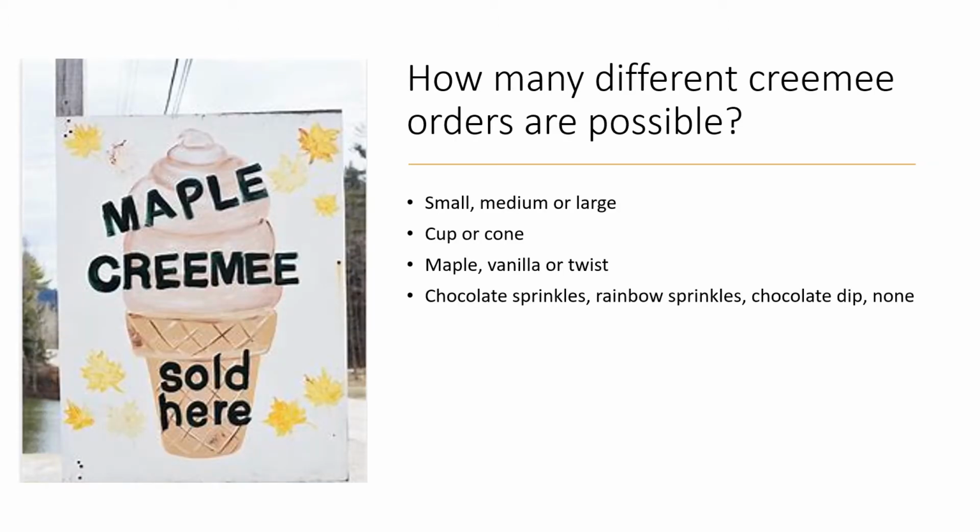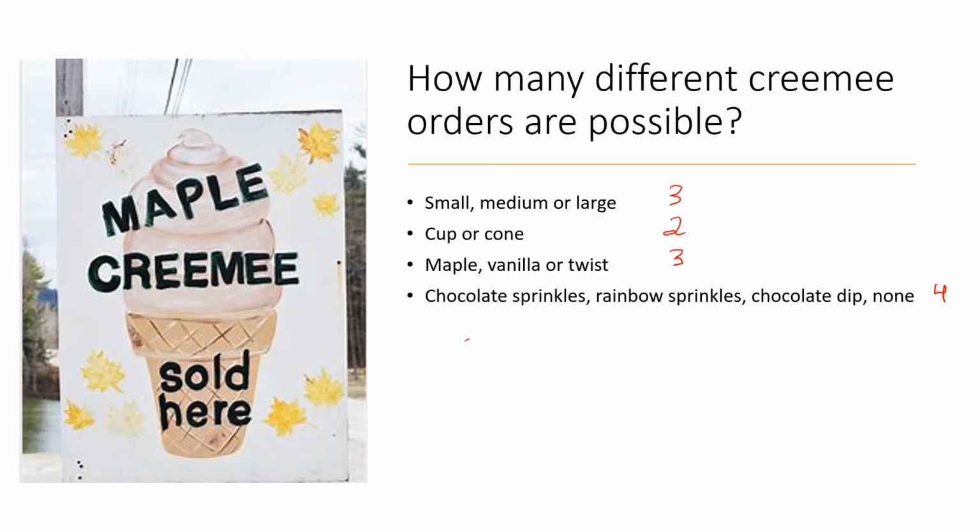So for example, we could think about how many different creamy orders are possible at a creamy stand. If the creamy stand sells 3 sizes, small, medium, and large, our first random experiment would be the choice of size, and there are 3 possible outcomes. Then we can choose a cup or a cone for the second experiment, 2 possible outcomes. Maple, vanilla, or twist could be the flavor, so there are 3 possible outcomes there. And then we have the choice of chocolate sprinkles, rainbow sprinkles, chocolate dip, or no topping at all. There's 4 choices there. So how many total creamy possibilities are there?